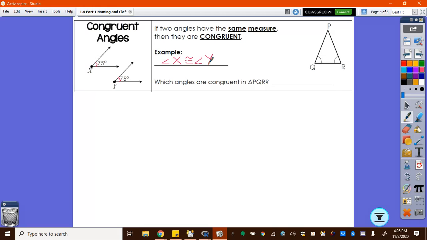Which angles are congruent in triangle PQR? Well, it looks like angle Q has an arc mark, so it must be congruent to angle R, which also has one arc mark.